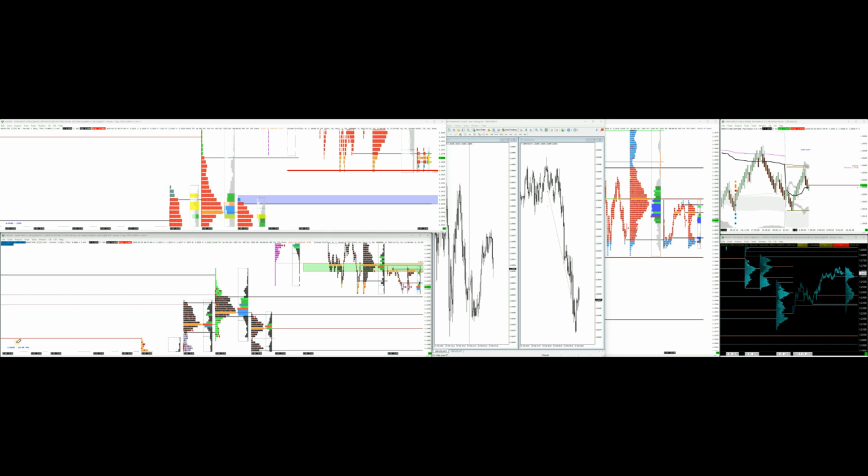So the 5:45 AM open on this TPO, and we've got a nice naked POC here, which was in line with this naked POC on the daily profile. And we're also into the deviation bands here.